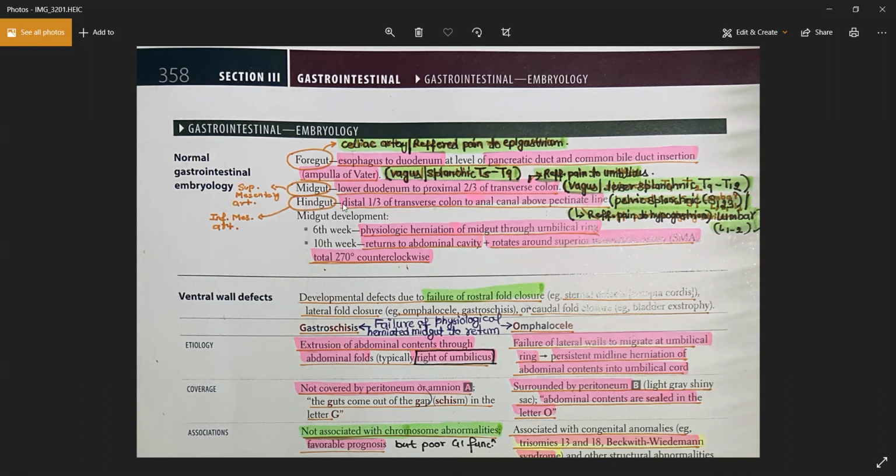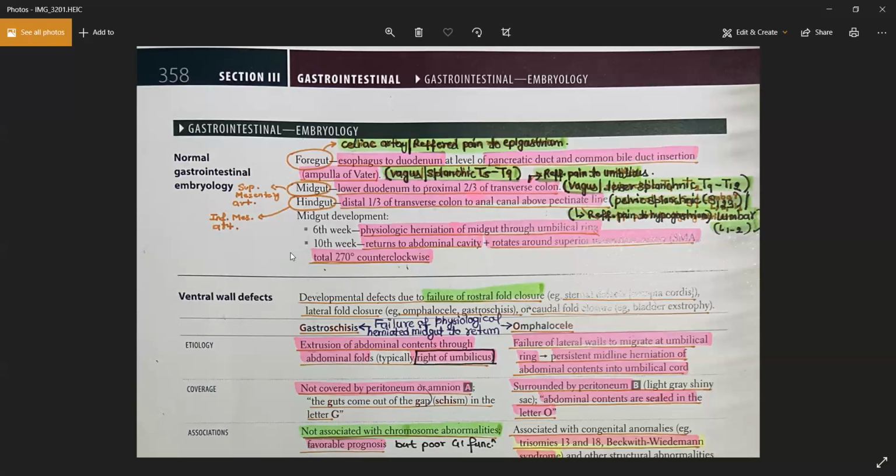This midgut will herniate out of the fetal body through the umbilical ring, and outside the body, the development of this midgut happens. All of the development is around the superior mesenteric artery. Especially the rotation process occurs. So what happens at the 10th week?